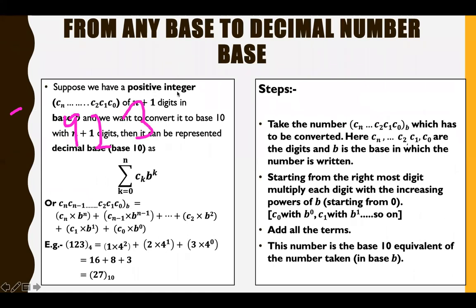Whenever you have been given a number, suppose here you have 14231 in base 5, and you have to convert it into base 10. Number it from the nearest digit: 0, 1, 2, and 3. Take 1 and multiply it with 5 to the power 0, then add 3 into 5 to the power 1, then 2 into 5 to the power 2, then plus 4 into 5 to the power 3. Now you add them, and you get the number in base 10.